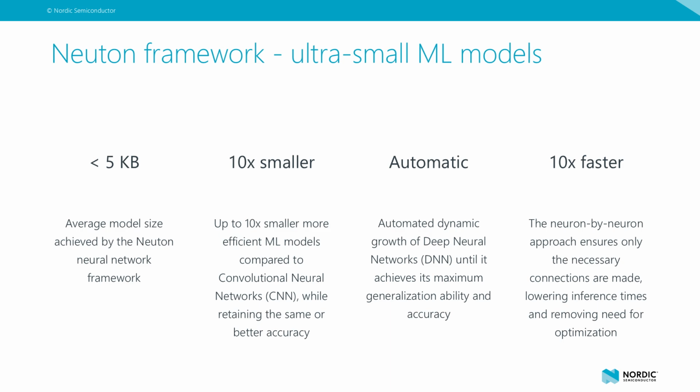This is done via a fully automatic training process that grows a deep neural network until it reaches its maximum generalization ability and accuracy. This neuron by neuron approach ensures that only the necessary connections are made, which lowers inferencing times and removes the need for optimization, as well as allowing the minimal size that lets it run on anything as small as even an nRF52805.